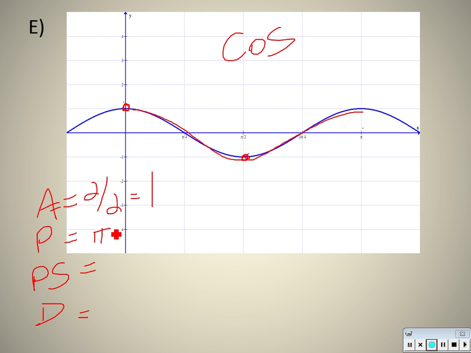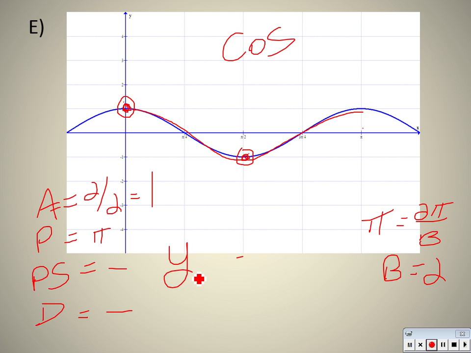So as far as the b value goes, and once again I'm just putting this off to the side, I've got pi equals 2 pi over b. And when I solve that for b, I get a b value of 2. The phase shift, if you notice, remember that cosine usually starts at 0, 1, and this graph also starts right here at 0, 1. So there doesn't appear to be any phase shift involved with this. And then for the displacement, once again, your maximum and minimum values, those y coordinates appear to be opposites. So since that's true, this graph doesn't have any displacement also.